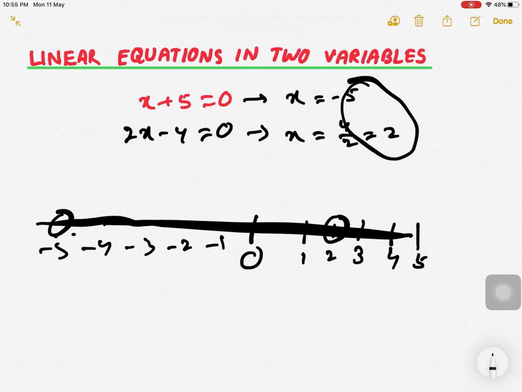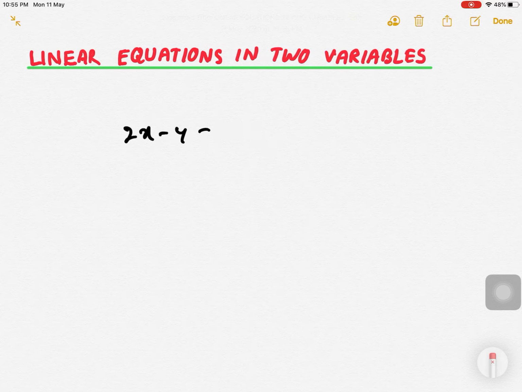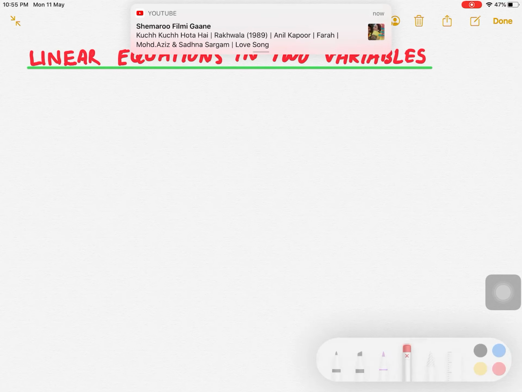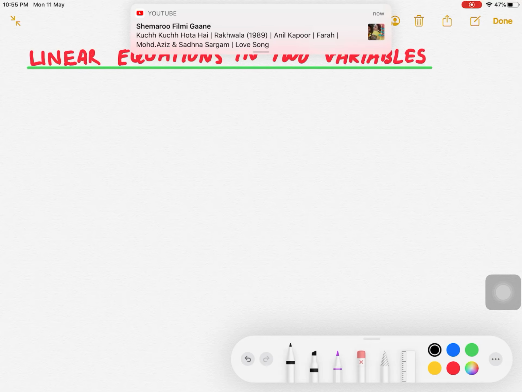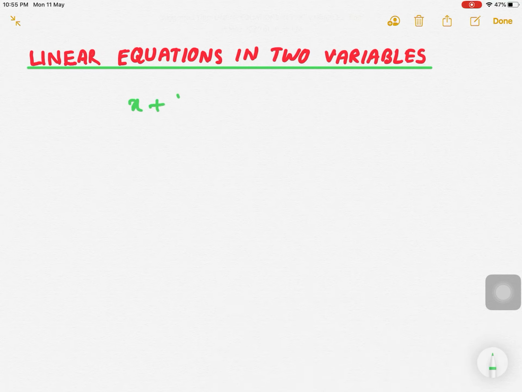Now let's think of equations which are in two variables. Suppose I take one example. Think of a situation when two numbers are added and you get 5. If I think of two numbers and they are added, I get 5. Then x plus y equal to 5. Here we have two variables, x and y. So this is one equation in two variables, and we call it a linear equation in two variables.